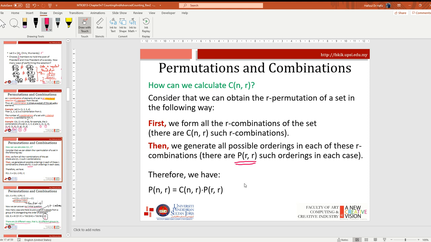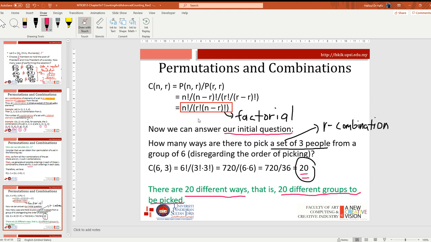Okay, how can we calculate the combination C(n, r)? Consider the following R permutations of the set in the following ways. First, we form the R combination of the set. Then we generate all the possible orderings of this combination. So we can have C(n,r) = P(n,r) divided by P(r,r). N is the distinct elements, R is the number chosen. Sorry.